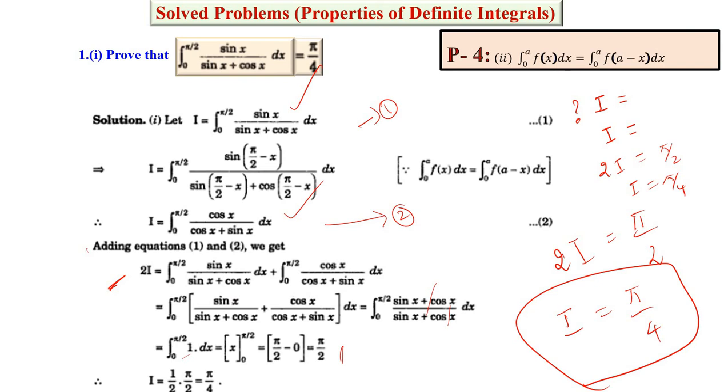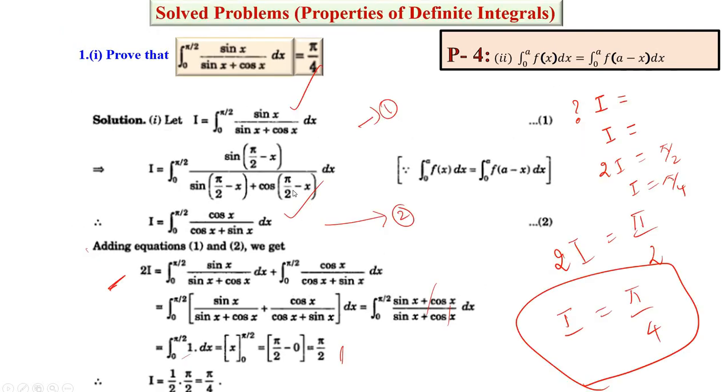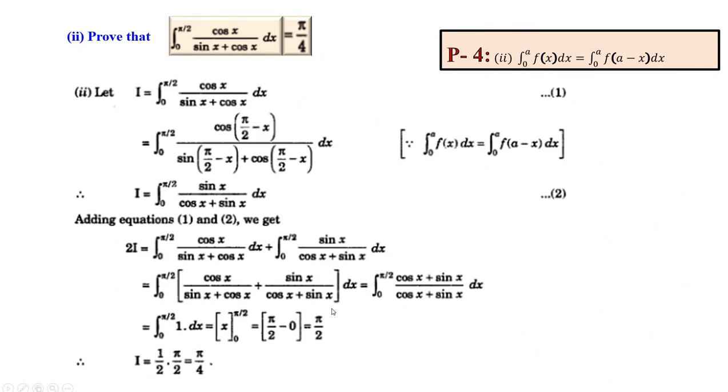So similar to that only, we have this cos x by sin x plus cos x, same 0 to pi by 2. Same problem. But in the previous one, we had sin x in the numerator, and here we have cos x. That is the only difference. But the method is the same, and of course the answer is also pi by 4.